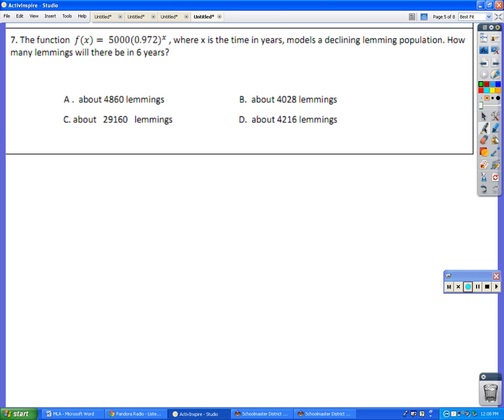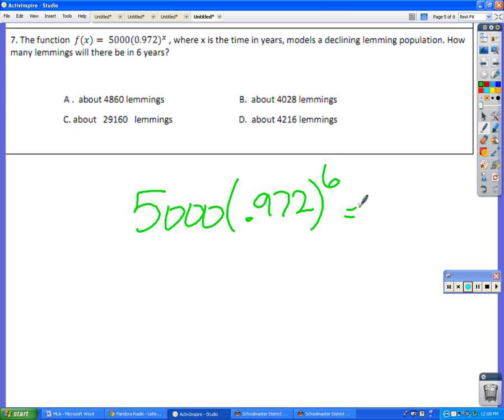Can we use calculators on this test? Yeah, there's going to be one day that is a calculator day and one day that is a non-calculator day. If you had to do a problem like this, it would be a calculator day. They wouldn't expect you to do that on paper. Okay, so 5,000 times 0.972 to the 6th power comes out to be what? B?